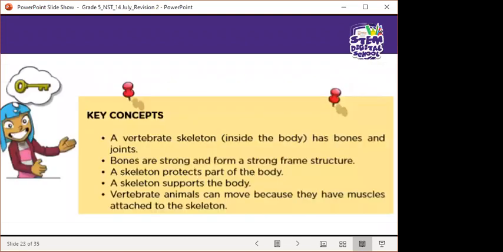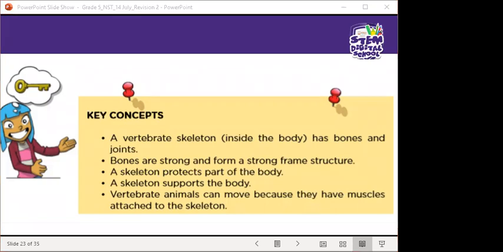Key concepts for this topic. A vertebrate skeleton is found inside the body, all right? And it has bones and joints. Bones are strong and form a strong frame structure. A skeleton protects parts of the body. Then a skeleton also supports the body. Vertebrate animals can move because they have muscles attached to the skeleton. All right.